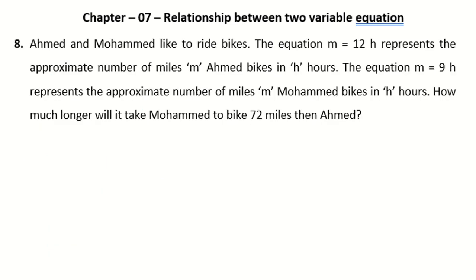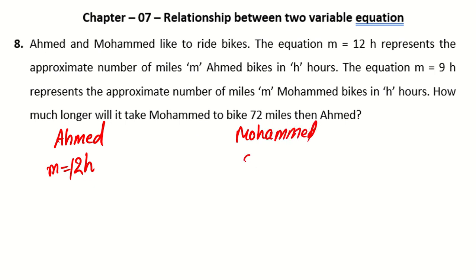Okay. Now next is: Ahmed and Mohammed like to ride bikes. The equation m is equal to 12h is for Ahmed. See, this is for Ahmed. M is equal to 12h is representing m as the miles and h as the time in hours. Okay. The equation m is equal to 9h is for whom? For Muhammad. This is m is equal to 9h.